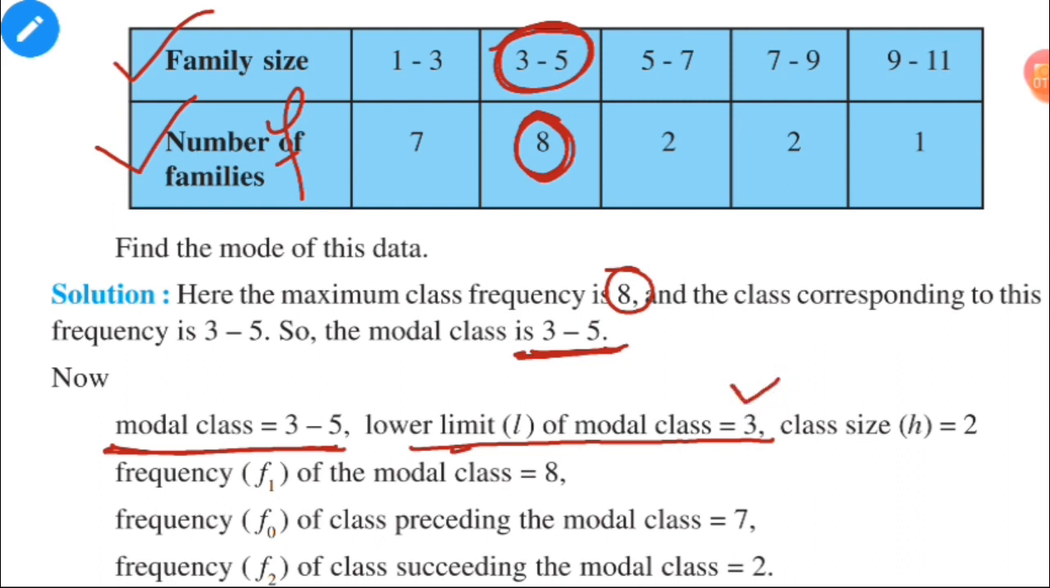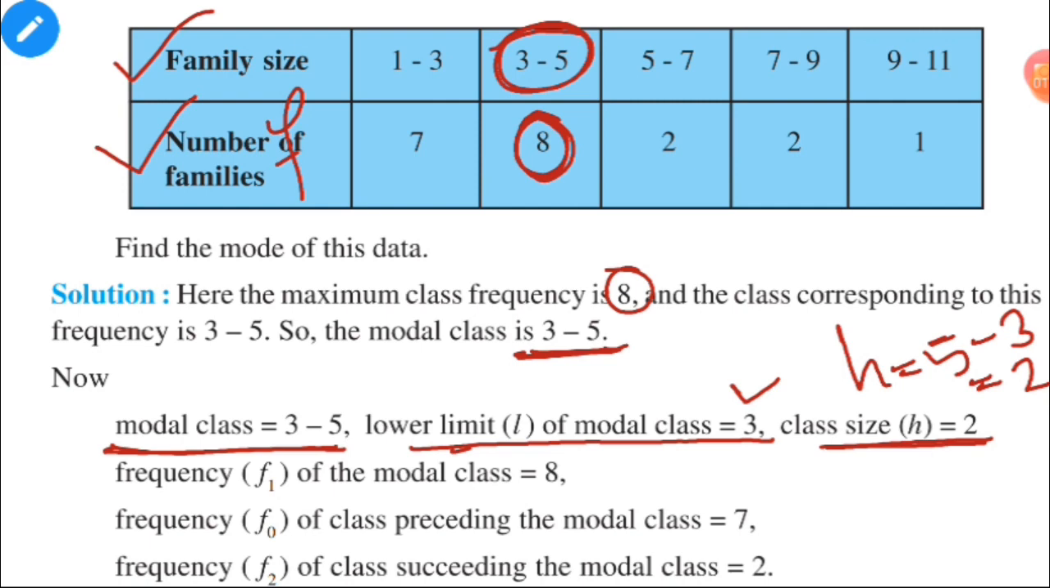And H. H means class size. How to find class size? Class size H equals upper limit minus lower limit. Here the upper limit is 5 and the lower limit is 3. So 5 minus 3 equals 2. So class size H equals 2.